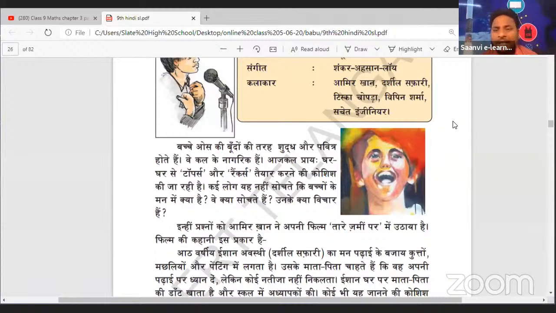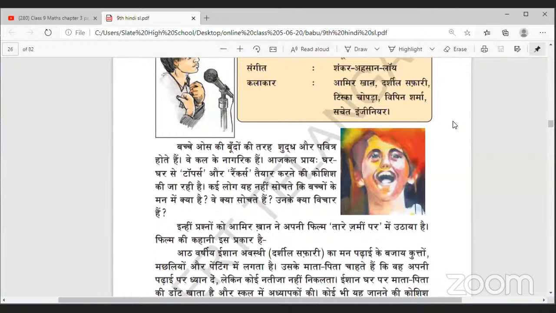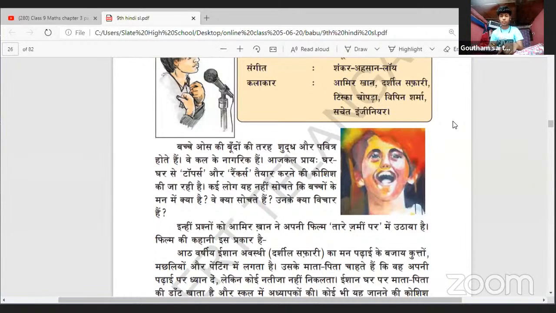ओके, तो क्या बता रहे यहाँ, बच्चे ओस की बूंदों की तरह शुद्ध और पवित्र होते हैं, वे कल के नागरिक हैं. आज के बच्चे कल के नागरिक हैं. तो हमारे देश का भविष्य किनके हाथ में है? आजकल के बच्चों के हाथ में, आजकल के विद्यार्थियों के हाथ में. अगर आप विद्यार्थी ठीक तरह से पढ़कर एक जिम्मेदारी के रूप में अपना हर एक काम समाप्त करके एक भविष्य का निर्माण करेंगे, एक ब्राइट फ्यूचर को आप क्रिएट करेंगे, तो कल के देश का भविष्य, हमारे देश की प्रगति, देश की अभिवृद्धि आपके हाथों में रहती है.